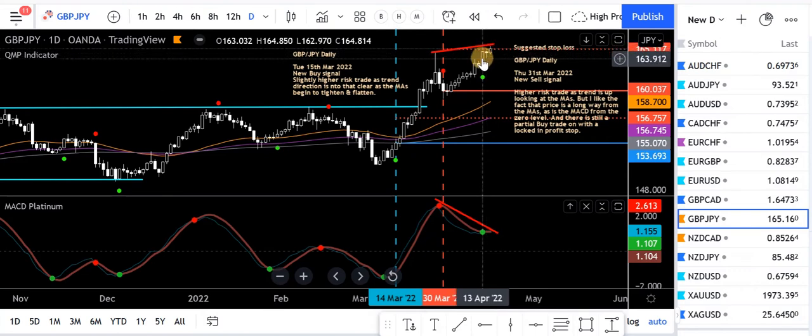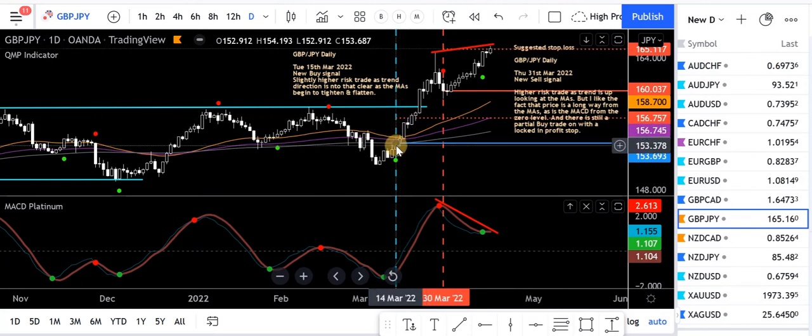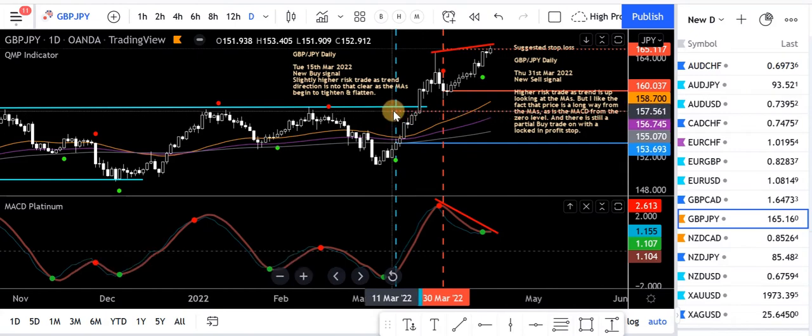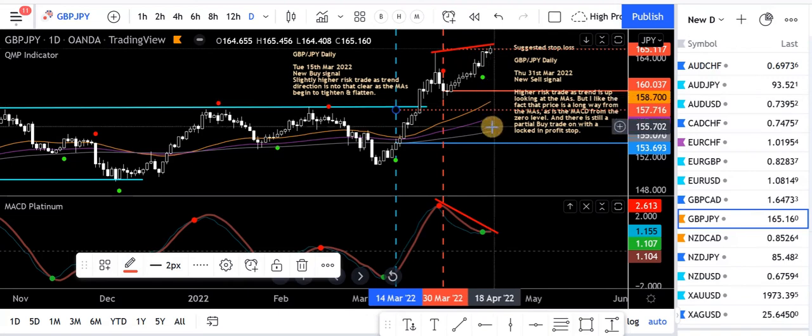I took a bit of a risk, minor risk, because I've still got a buy on here. So I've still got a partial buy on from the 15th of March, so that's okay. Let's just move the stop up in that buy a little bit. We'll just put it up there. Under that sort of previous resistance level, and we're between the 50 and the 100.